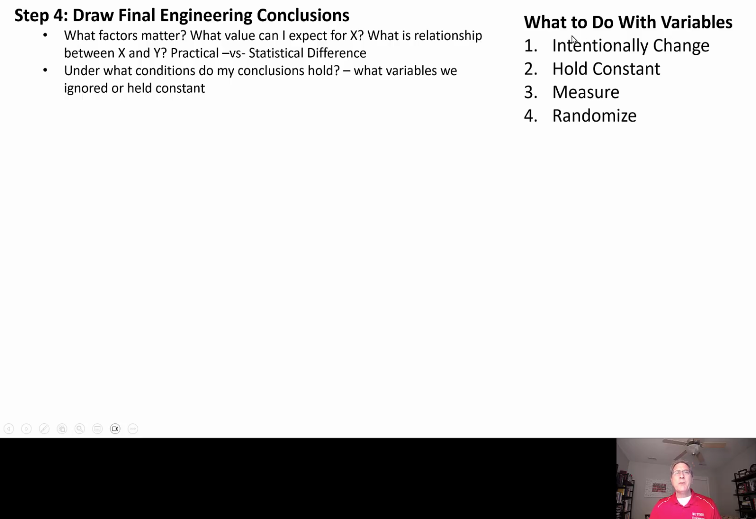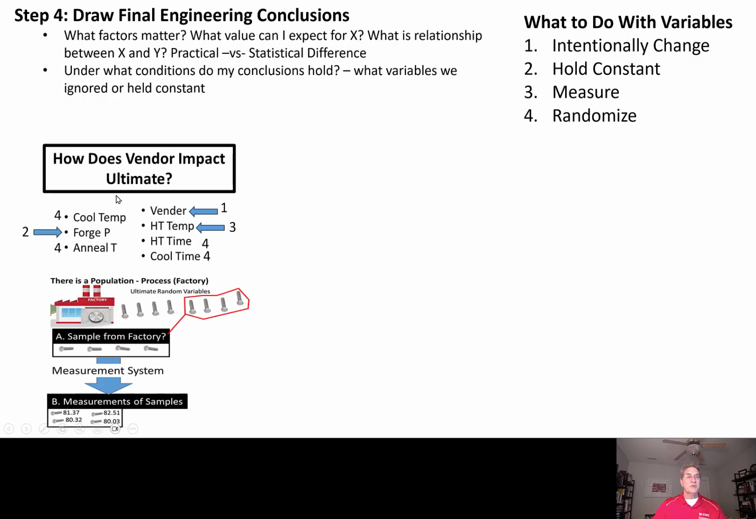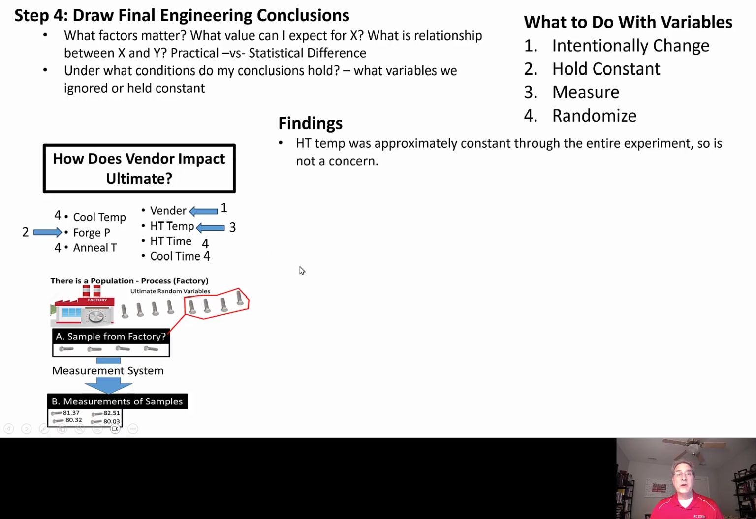So you remember what we do with variables. When you design your experiment, you're going to intentionally change them, you're going to hold them constant, you're going to measure them, or you're going to randomize them. You try to identify all the variables you can. The ones you just can't do anything with, those nuisance variables, you're going to cover with randomizing. So now let's go back to this one and remember the vendor we held constant, heat treating we measured, these guys were nuisance and we held that guy constant. So let's say here was our findings.